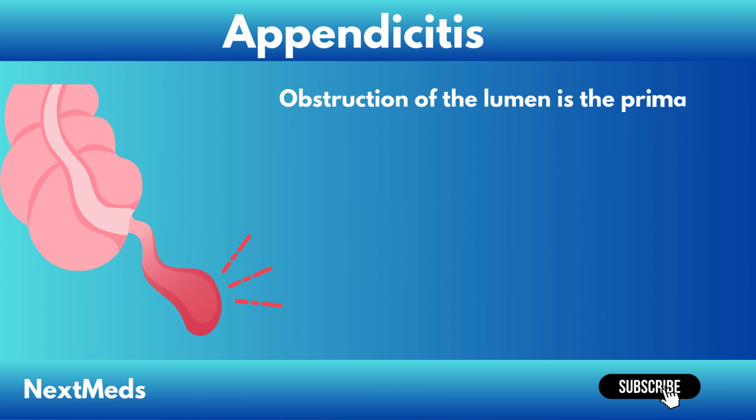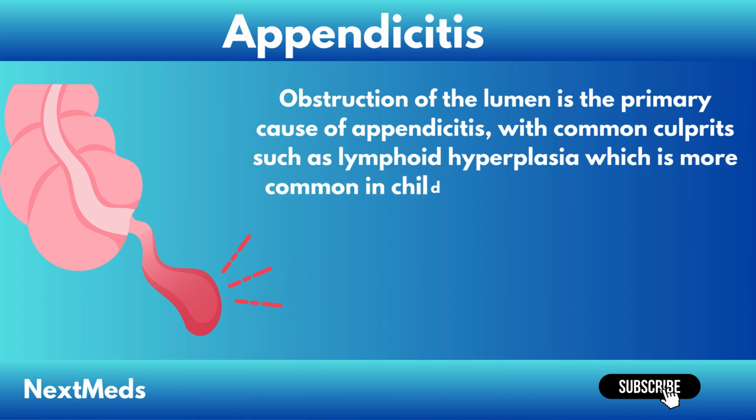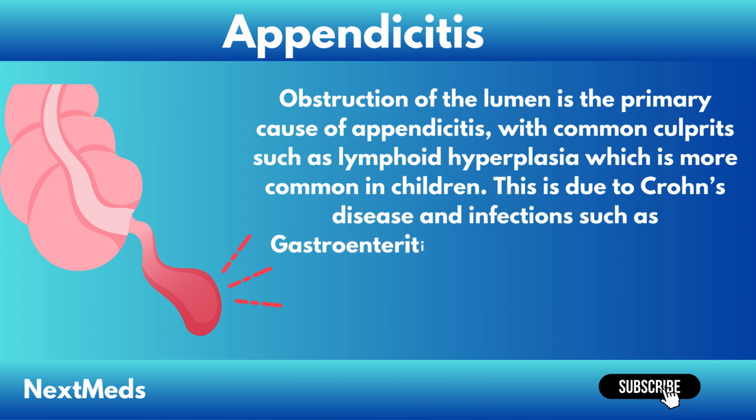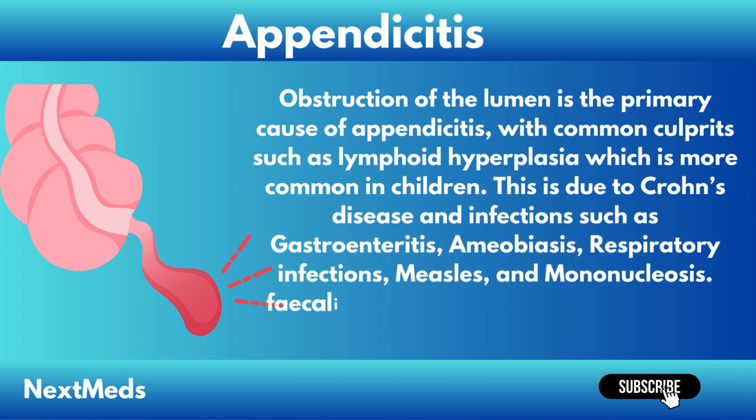Obstruction of the lumen is the primary cause of appendicitis, with common culprits such as lymphoid hyperplasia, which is more common in children. This is due to Crohn's disease and infections such as gastroenteritis, amoebiasis, respiratory infections, measles, and mononucleosis. Faecaliths are more common in adults.